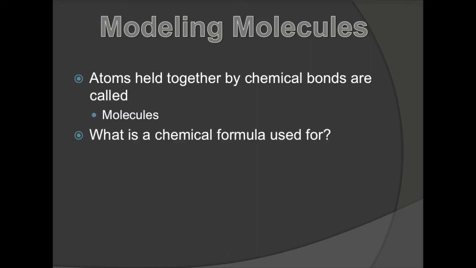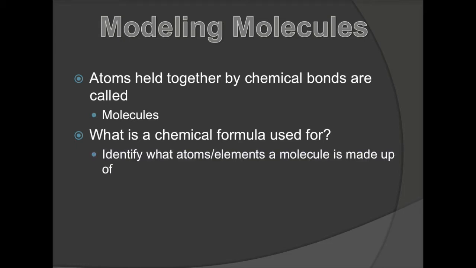What is a chemical formula used for? And it's to identify what atoms or elements a molecule is made up of. And remember, if there's no number there, that's actually a 1. So if it's 2 or more, it's going to show up. So in this case, how many carbon? 1 would be the correct answer. 2 oxygen. How many hydrogen? 2. How many oxygen? And the correct answer would be 1.